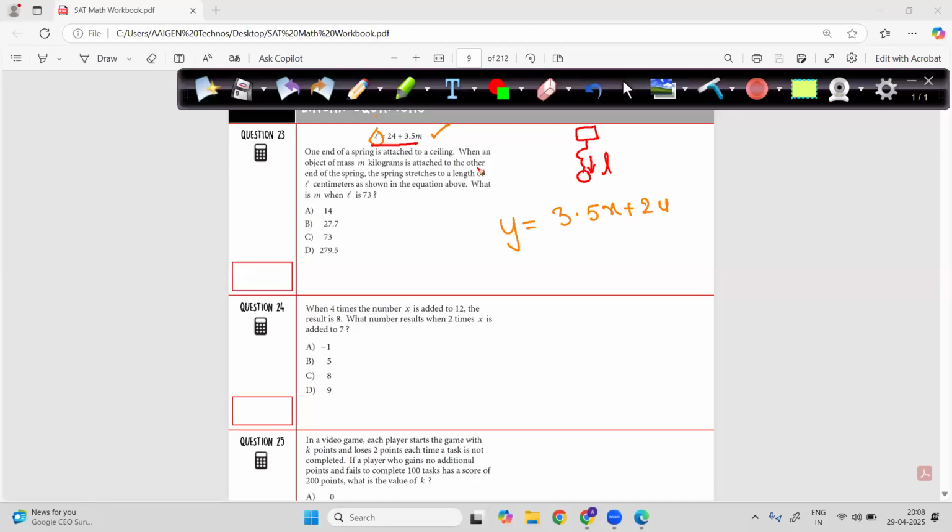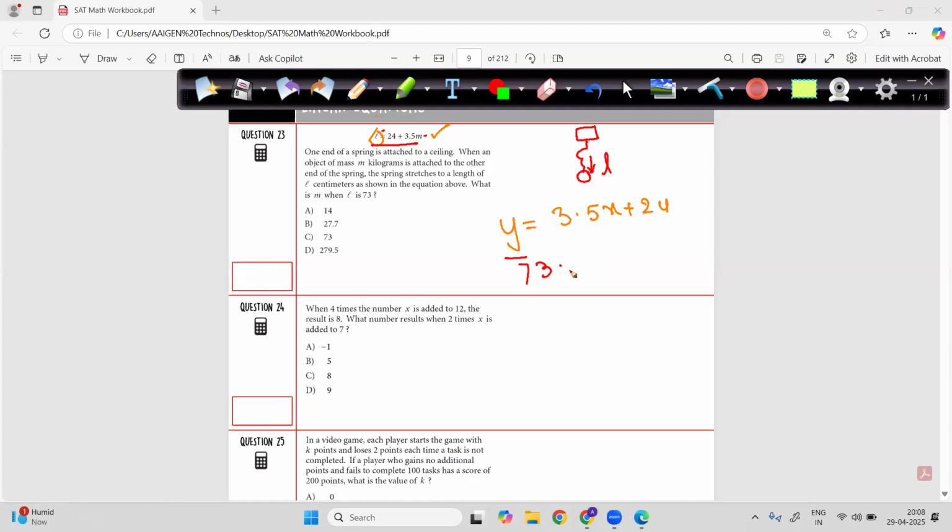This is like a physics question, about the extension of a spring. Such a simple question, everyone in the class should be able to do. They're asking, what is the value of M when L is 73? They gave the Y value. This model comes under the type where they give the Y value and ask for the X value. Your X is M here, Y is L here.